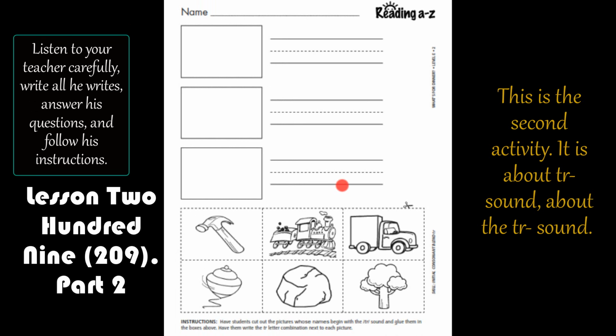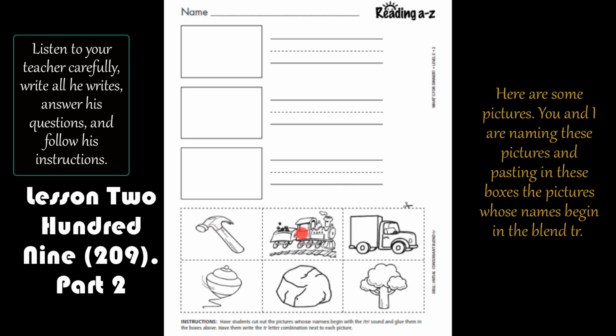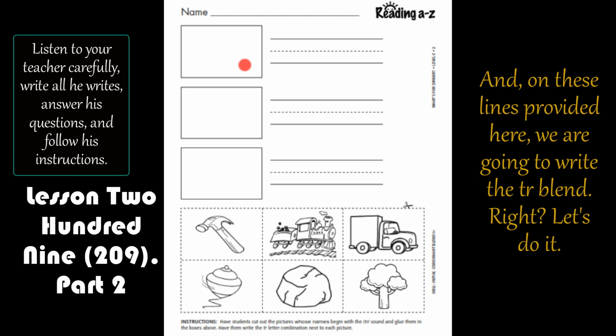This is the second activity. It is about the TR sound. Here are some pictures. You and I are naming these pictures and pasting in these boxes the pictures whose names begin in the blend TR. And on these lines provided here, we are going to write the TR blend. Right?